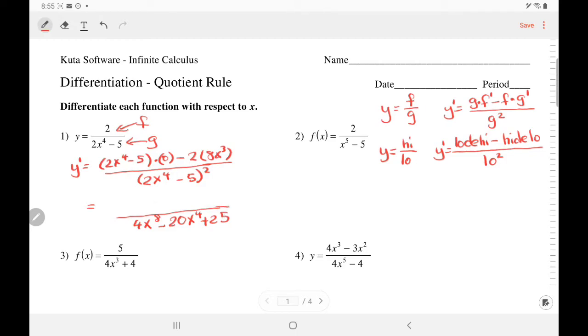The top, simplifying it, this first term times 0 is 0. It's gone. And multiply the negative 2 with the 8 to get negative 16x cubed.